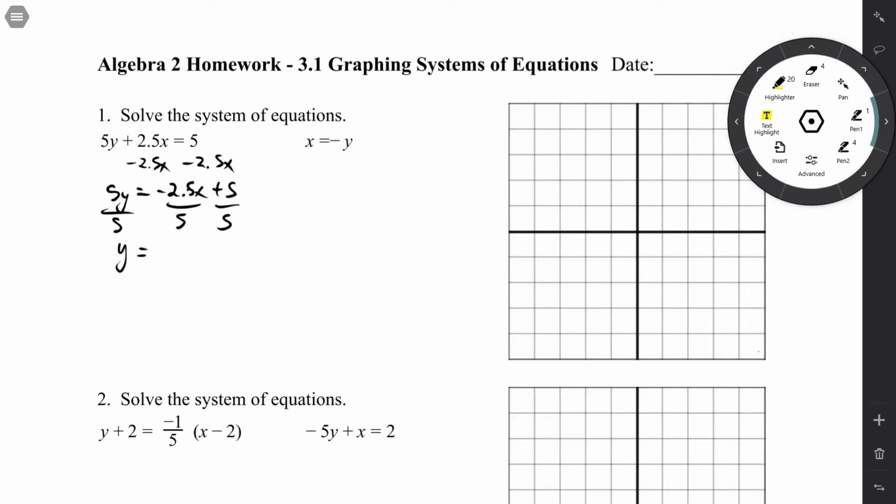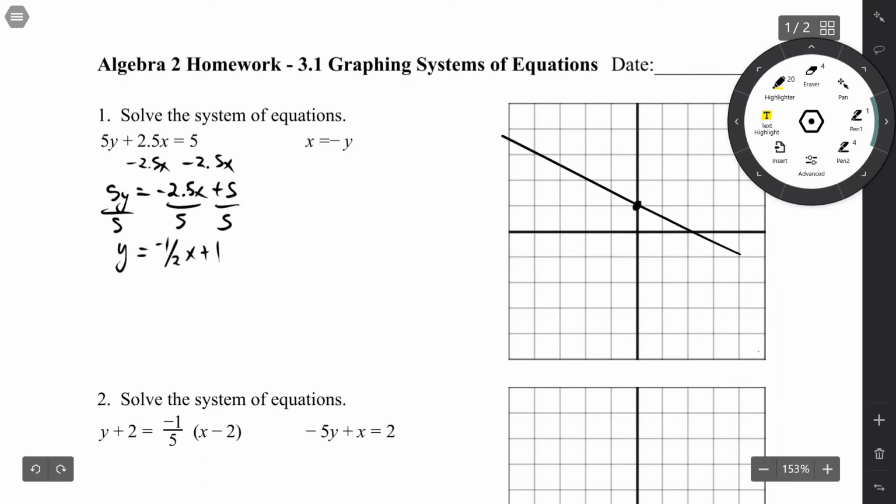So we'd get y equals -1/2 x plus 1. It's pretty easy for us to graph. Intercept is +1. Slope is -1/2. That'll give us a change of y is 1, change of x is -2. Give us something that looks kind of like that.